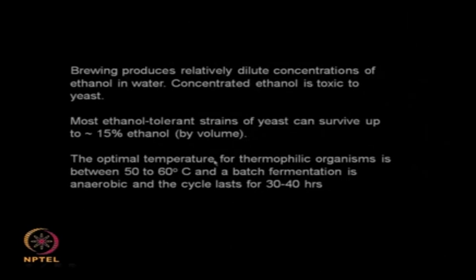The optimal temperature for a thermophilic organism is about 50 to 60 degrees centigrade. Because these organisms have been genetically modified, they are more tolerant towards ethanol, number one. Number two, they can also be operated at slightly higher temperature. As you can see, we can operate at almost 60 degrees C, and the fermentation is generally done in batch mode, and it takes about 40 hours for the entire fermentation process.